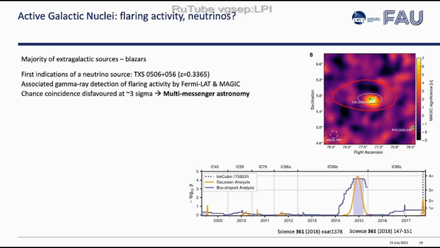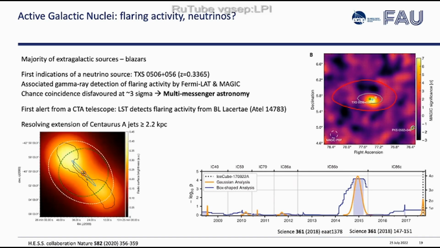And indeed, in a look-back analysis, they also found previous candidate events from this region of the sky with IceCube, leading to a 3.5 sigma hint that this has been going on for longer than just this recent flare. The first alert from a CTA telescope, the prototype LST, which is currently in commissioning on La Palma, was the detection of flaring activity from a blazar, and I think this was in 2021. This was announced, and a recent result on the radio galaxy Centaurus A was resolving the extension of the jets, which has been resolved to have a size of at least 2.2 kiloparsecs.